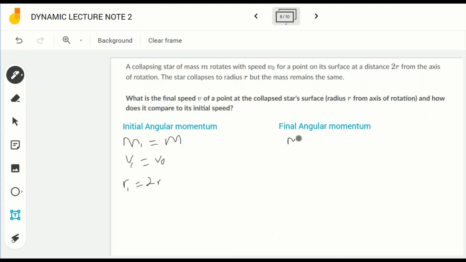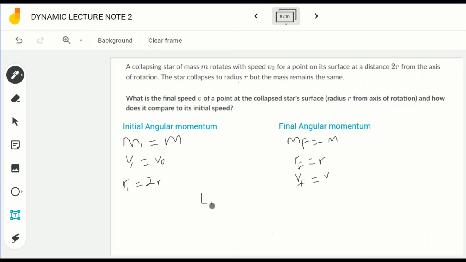Now, for the final angular momentum, our m_f: it says the star collapses to radius r, but the mass remains the same. So my m_f is the same as my initial mass, which is m. My r_f is r. It says the star collapses to radius r, so from 2r it becomes r. We are asked to find the final speed, so my v_f is v. The formula remains the same.